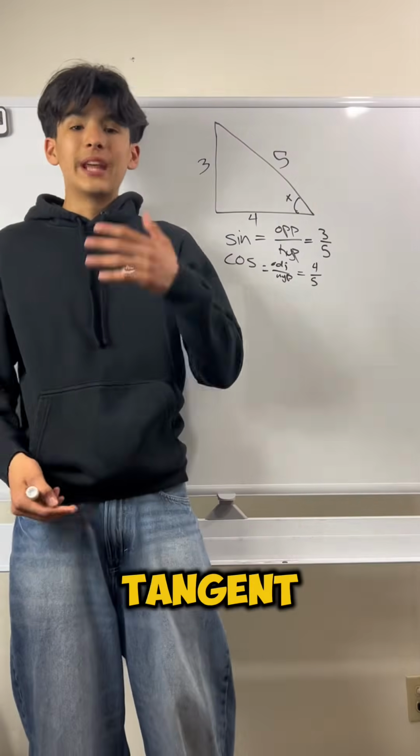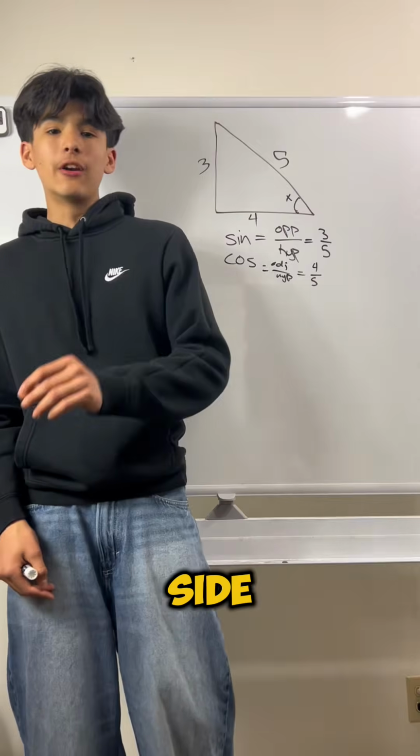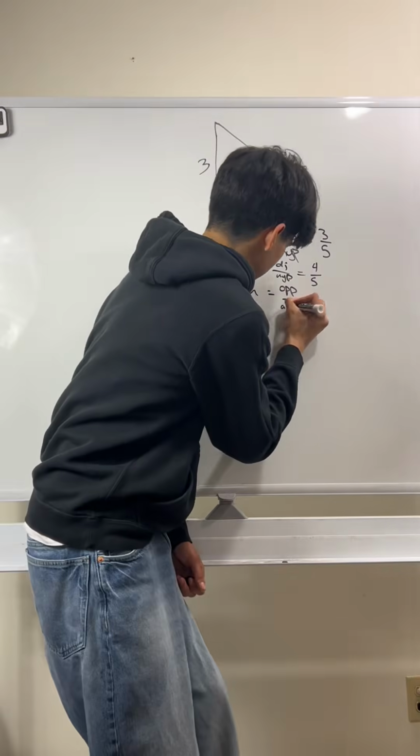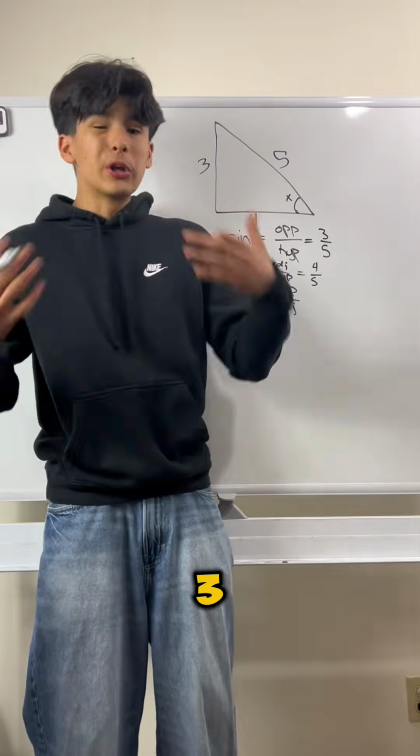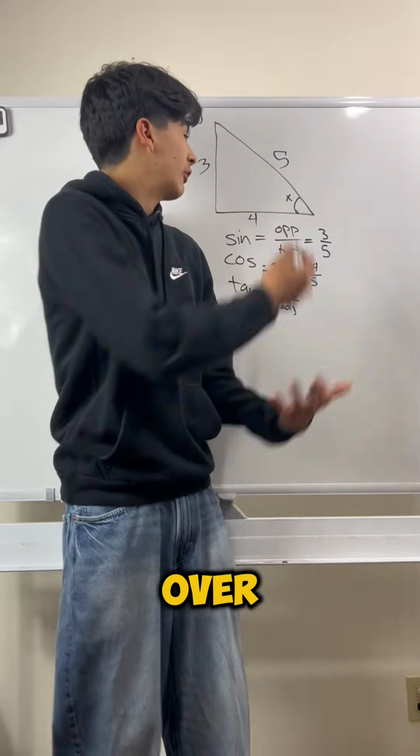And finally, the tangent of the angle is equal to the opposite side over the adjacent side. So in terms of this specific triangle, then it would be 4 over 3. Or no, 3 over 4, because it's the opposite side over the adjacent side.